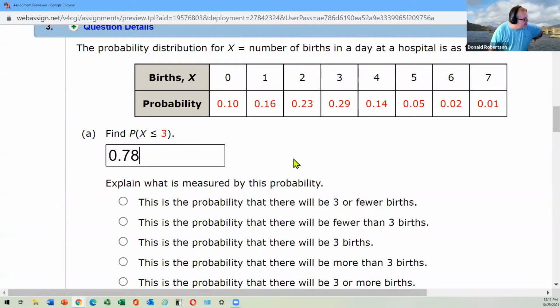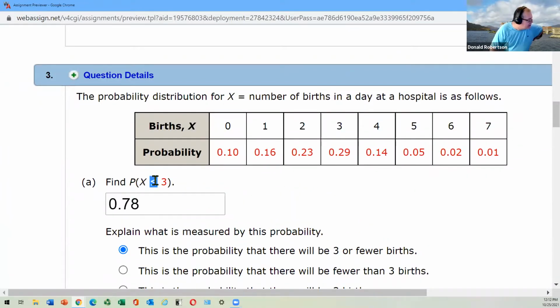And then it says explain the meaning of it. How about this is the probability that there will be 3 or fewer births. Now, that symbol means less than or equal to. If this had said equals 3, wouldn't the answer just be 0.29? If it had said greater than or equal to 3, wouldn't we add up all of those guys?